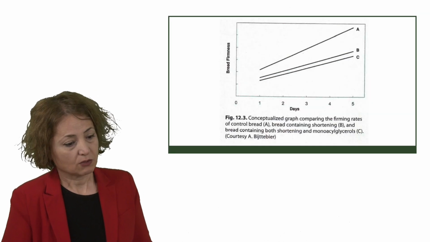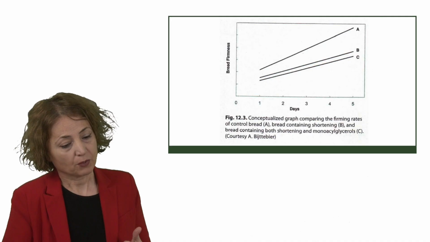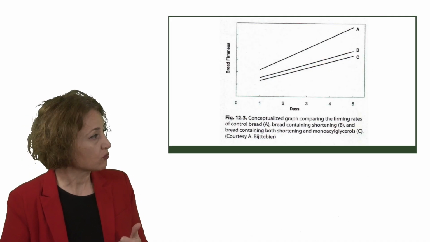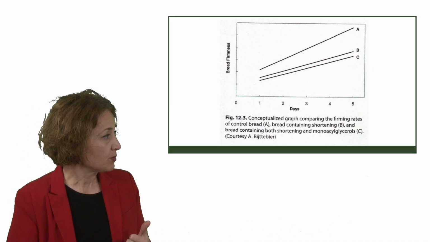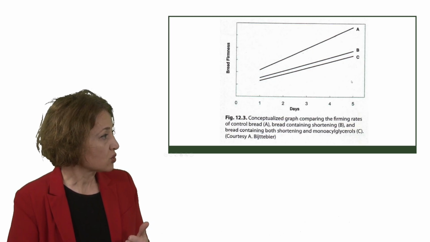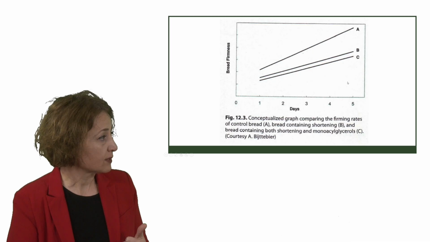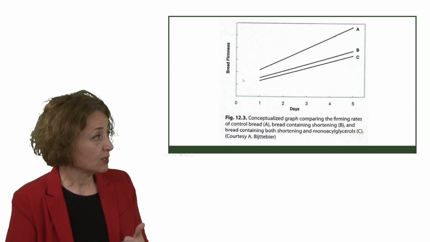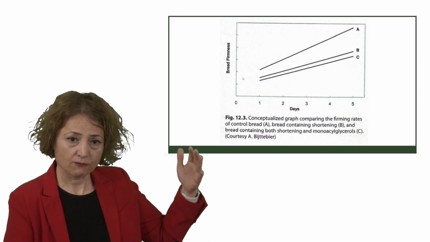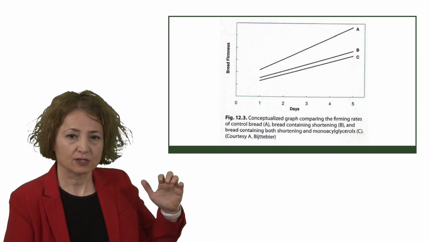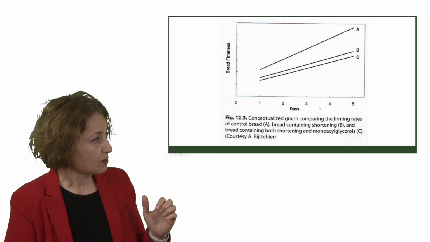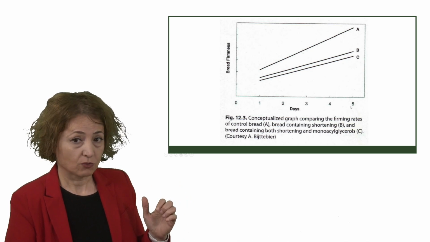This is a conceptualized graph comparing the firming rates of a control bread, shown in A, then the bread containing a shortening, B, and then another bread containing both shortening and monoacylglycerols, shown with C. Here on the y-axis we have the bread firmness. The higher the firmness, the harder the texture. On the x-axis we can see the days of storage.